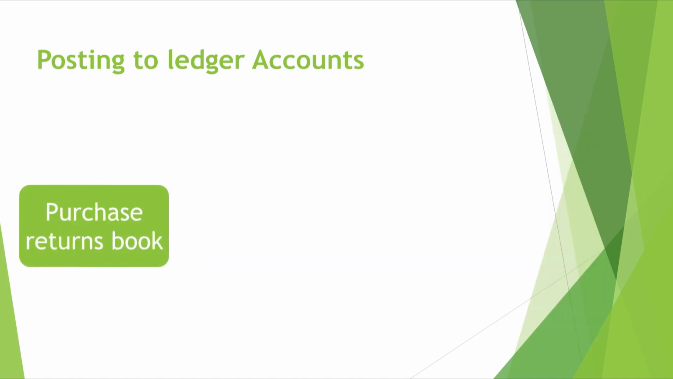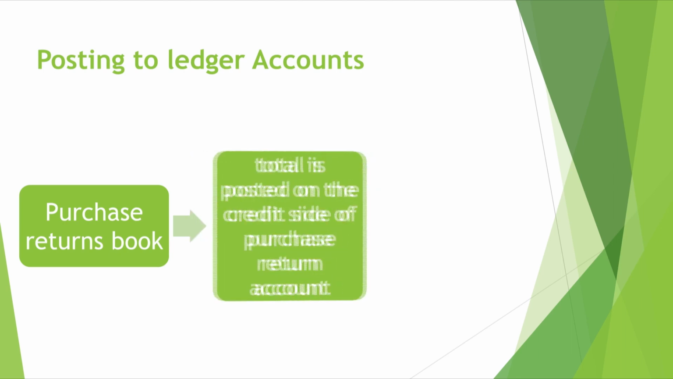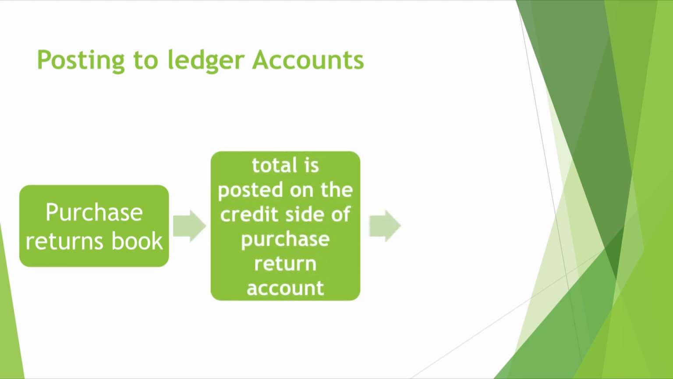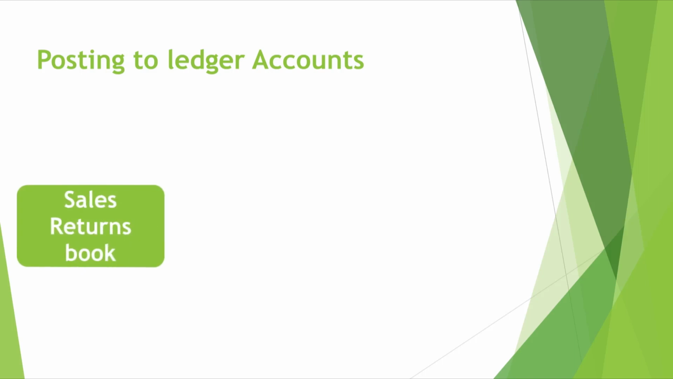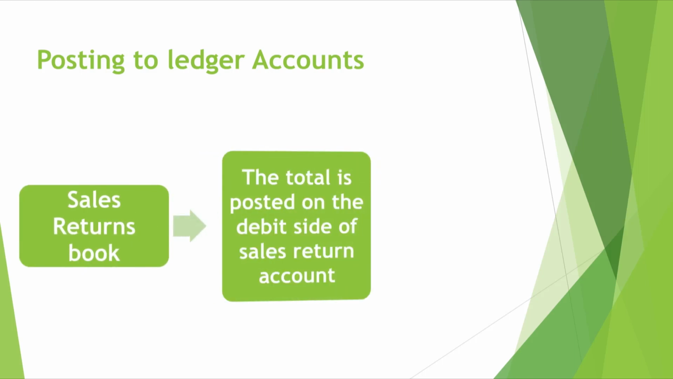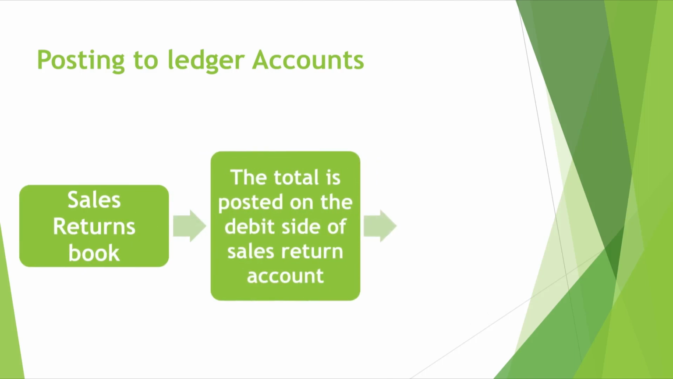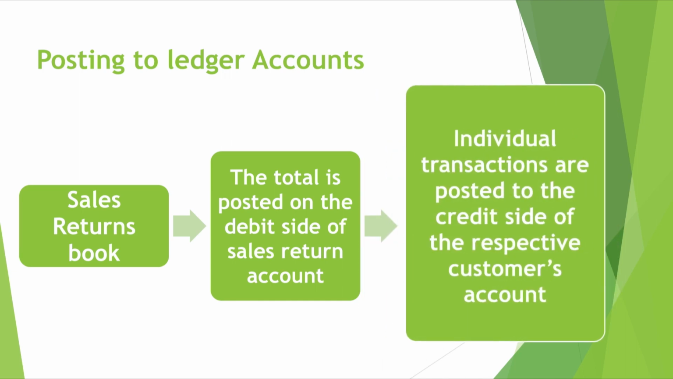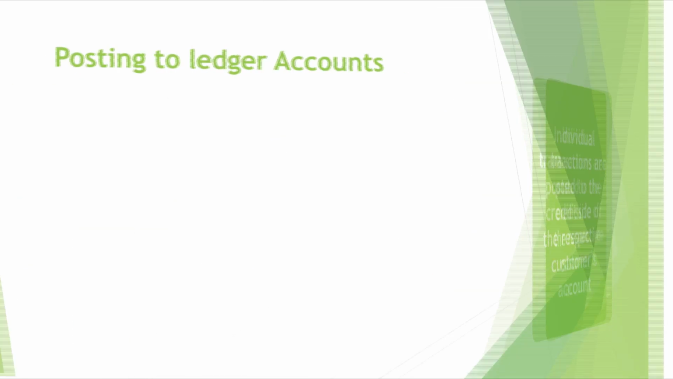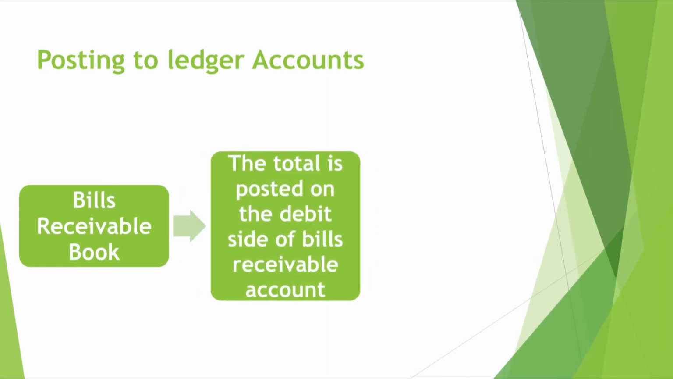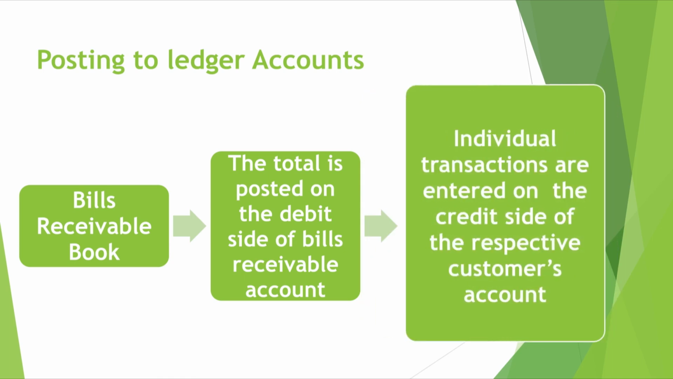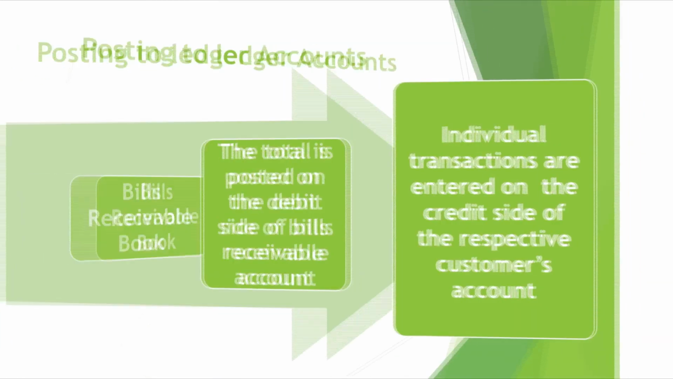Purchases return book is totaled and the total is posted to the credit side of purchases return account, and the individual transactions are posted to the debit side of respective supplier's account. The sales return book is totaled and the total is posted to the debit side of sales return account, and the individual transactions are posted to the credit side of the respective customer's account. The bills receivable book is totaled and the total is posted on the debit side of bills receivable account in the ledger. The individual transactions are entered in the credit side of the respective customer's account.